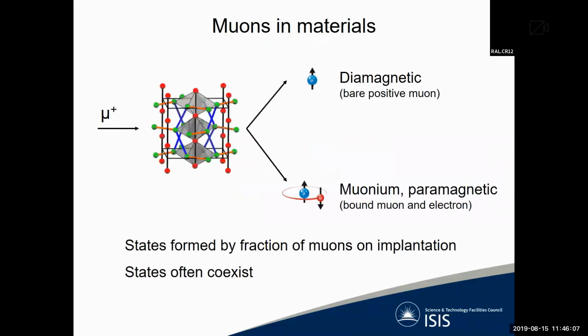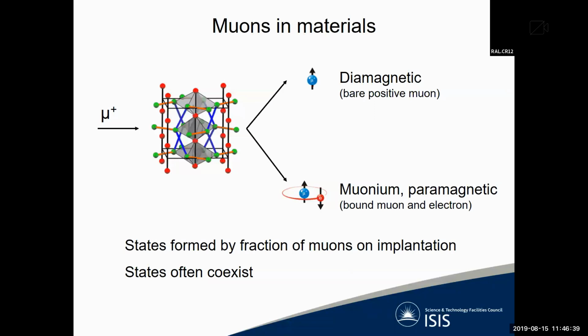So, muons and materials, I'm very much recapping what Francis said right at the beginning of today. When we stop our muons in our material, we can end up with at least two states, but broadly speaking, we end up with the bare positive muons, the diamagnetic muons. And if we want to do some chemistry, hopefully we end up with this muonium state, this hydrogen radical. So it's a bound muon electron. It's an atom that looks very much like hydrogen, but it's actually got a muon at the centre of the nucleus.